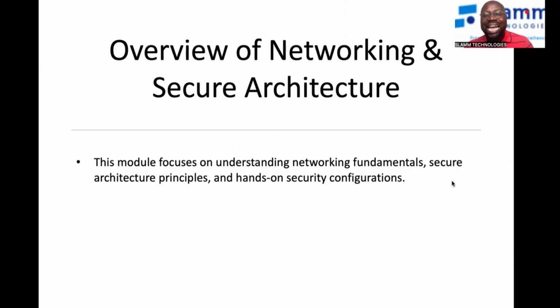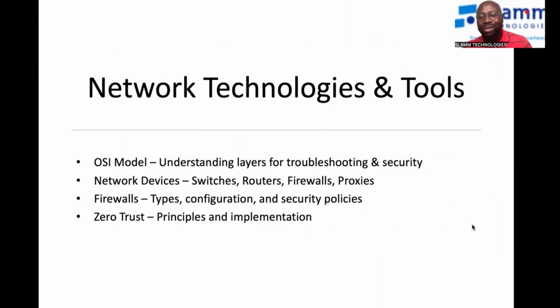Now, first, let's start with the OSI model, right? It may seem academic, but in practice, it is a blueprint for troubleshooting and securing networks, from the physical layer where cables and signals live to the application layer where your emails and web applications run. Every layer introduces potential risk, right? Knowing where a failure occurs, whether it's a misconfigured router or a compromised firewall rule, is essential for incident response.